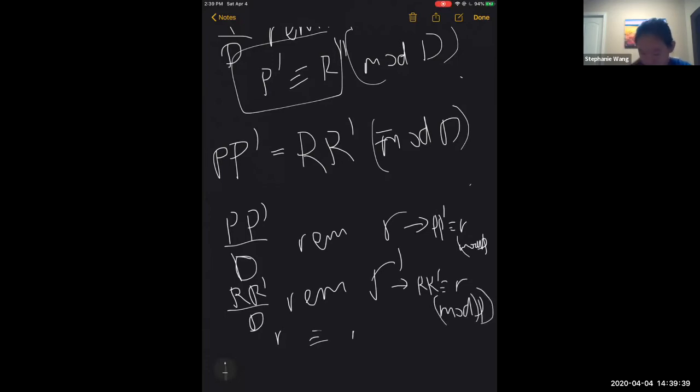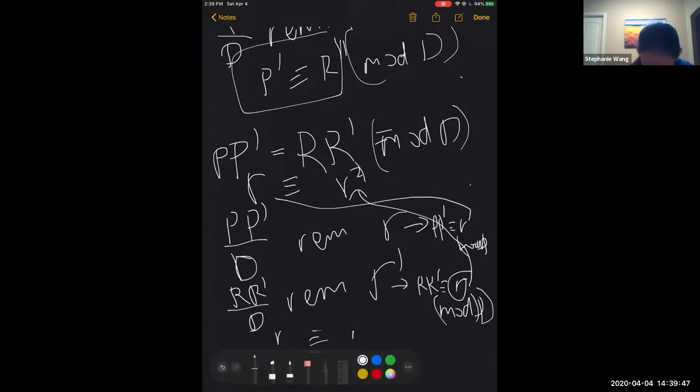So then we know that p prime is congruent to r. So let's say r is over here, and r prime is going to be here. So that means r is congruent to r prime mod d. And that's the answer because it's just asking you for the relationship between r and r prime.